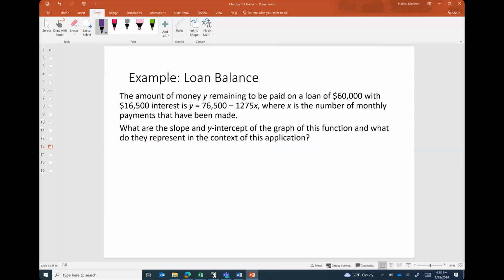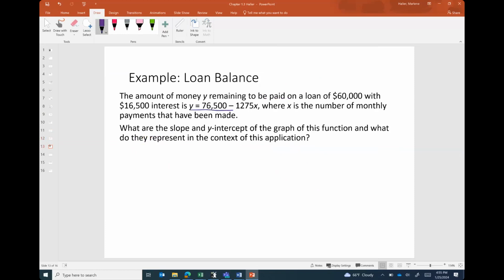All right, let's look at another application here. Or actually the same one. Let's come back to our loan balance application. So what would be the slope and the y-intercept of the graph of this particular function? And then what do they represent in context of this application?